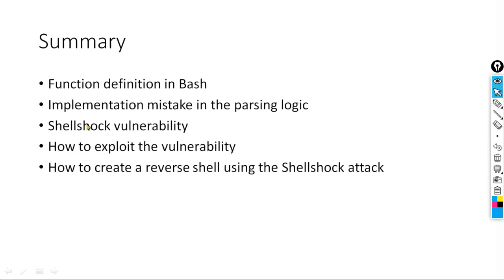So this is the end of our lesson today. We first learned what a shell is, especially the bash shell, and what mistake exists in the bash shell. Then we learned how to exploit that mistake by converting an environment variable to a function. That is how the Shellshock attack works. And we learned how to exploit the vulnerability locally.